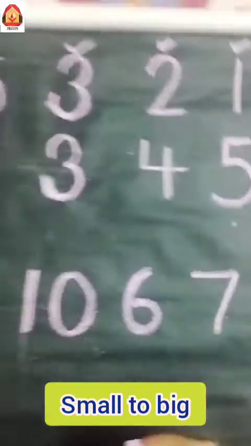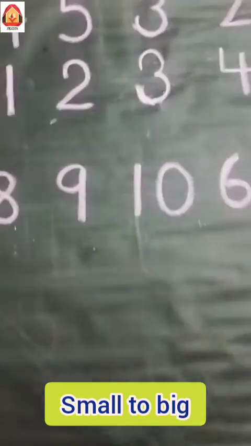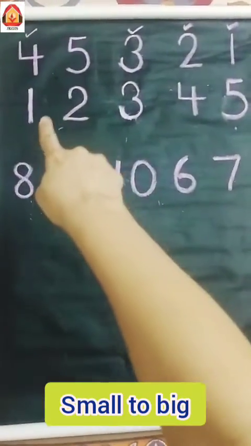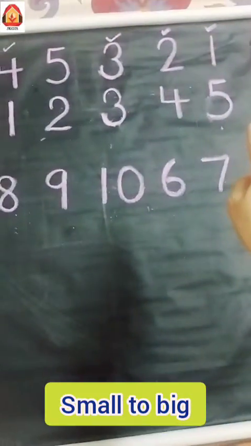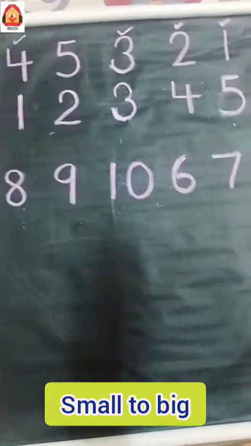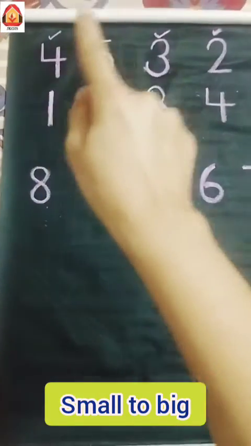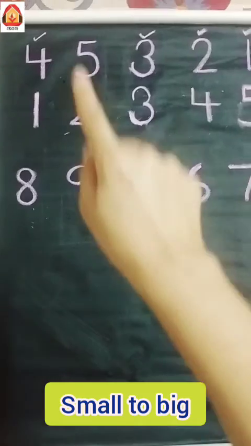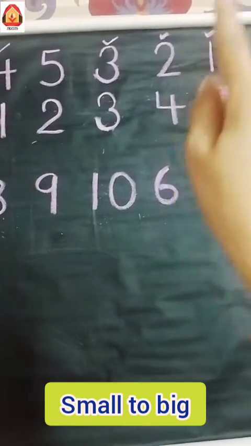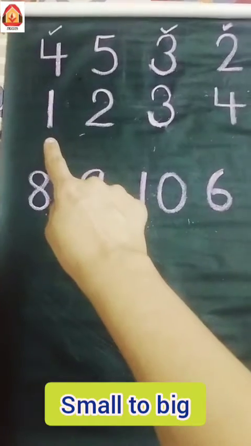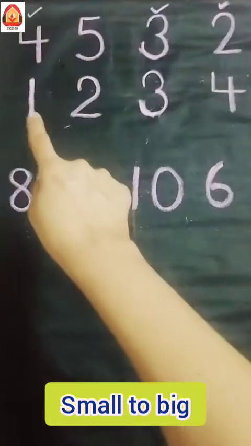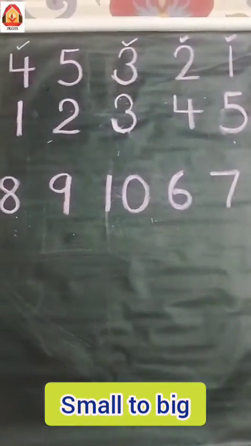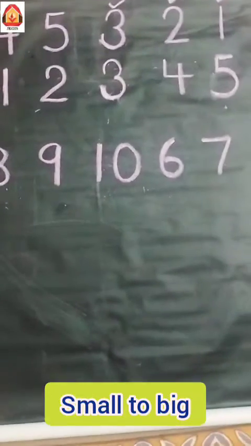Okay students. So now you can see here is number 1, 2, 3, 4, 5. So the numbers are in increasing order, that means small to big. First the small came, then bigger, bigger, bigger, and then the biggest. So we have arranged these numbers small to big. That means we have arranged in ascending order.